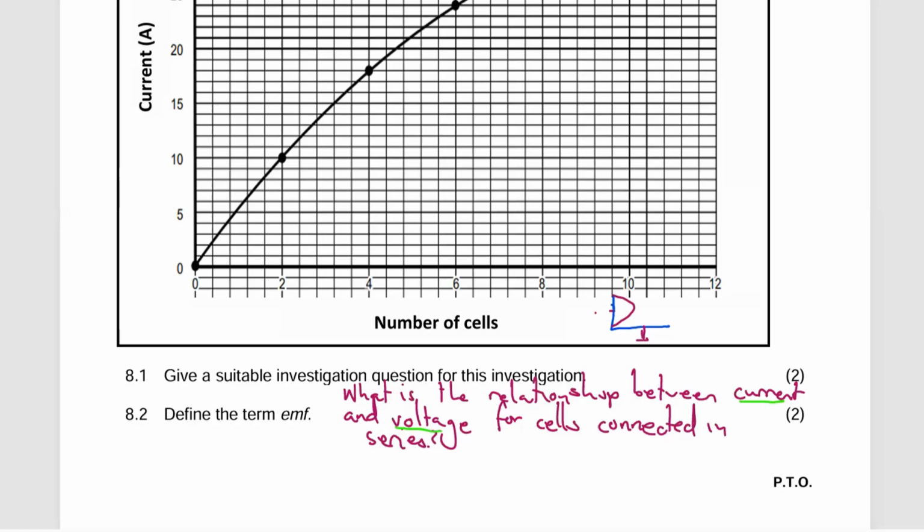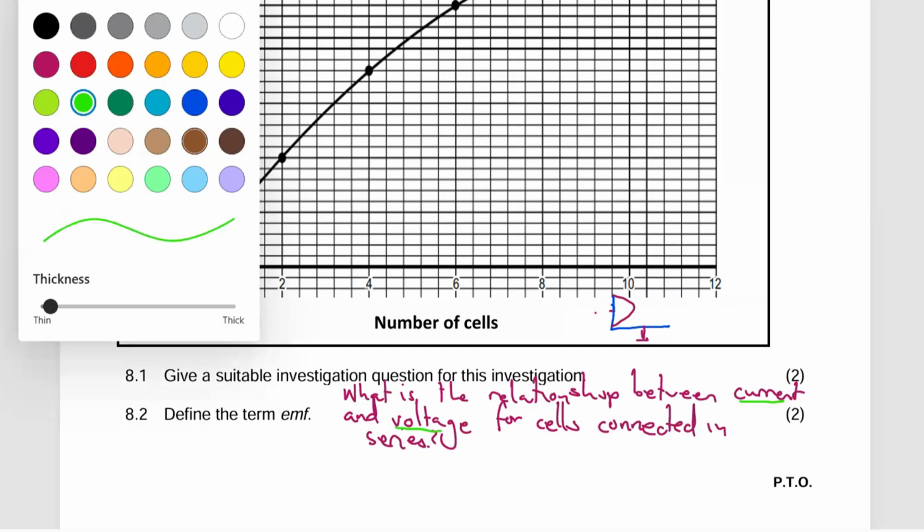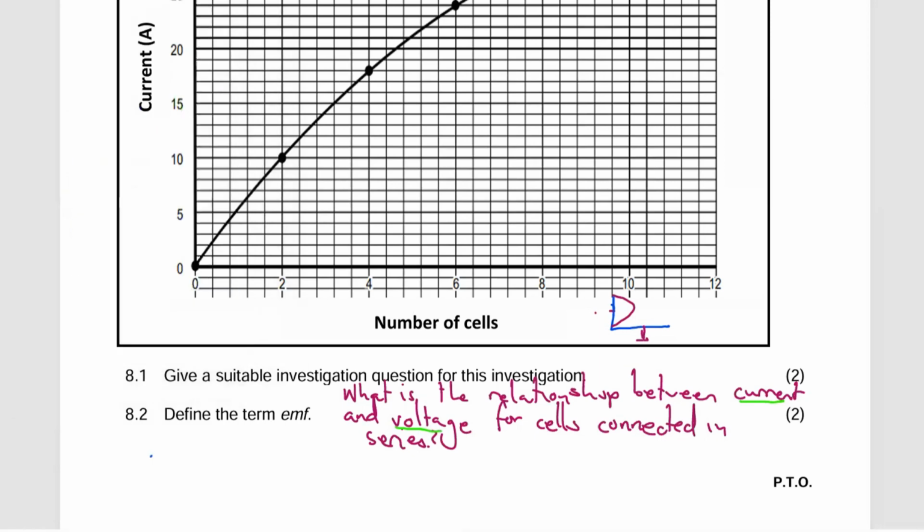Then the next question they were tasked to answer is to define the term EMF. EMF is defined as the work done per unit charge by the battery, and then you can get your 2 marks.